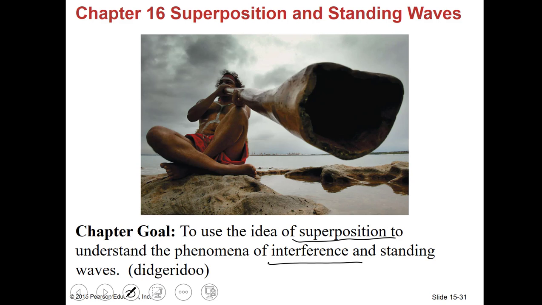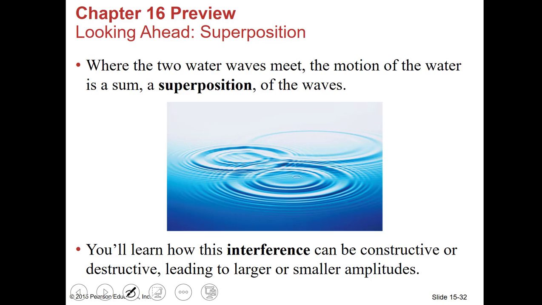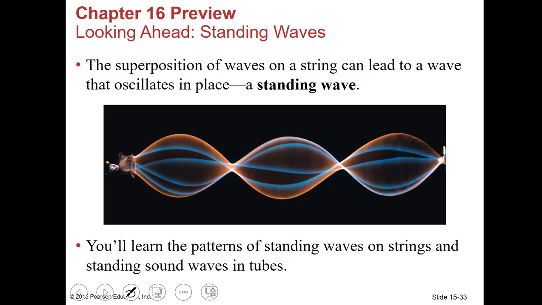Okay, so this is a didgeridoo here. This is a wave in a tube. You'll see that this is in this chapter, but we're going to be focusing on waves on strings. So when two water waves meet, the motion of the water is a sum or superposition. That just means you're adding them together. And sometimes they interfere constructively, sometimes destructively.